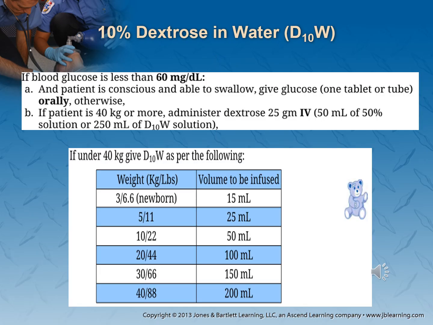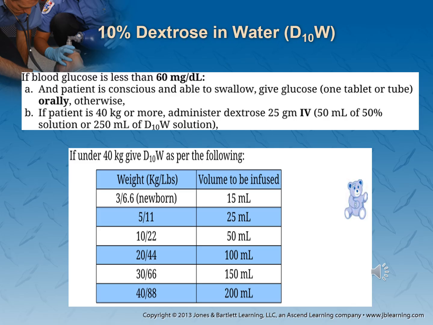So I like to throw this slide in with the D10. This is part of our protocol. If the blood glucose is less than 60, so that's our cutoff, and the patient's conscious and able to swallow, again, you want to give the oral glucose first. Otherwise, if they're 40 kilograms or more, you can administer dextrose 25 grams IV.